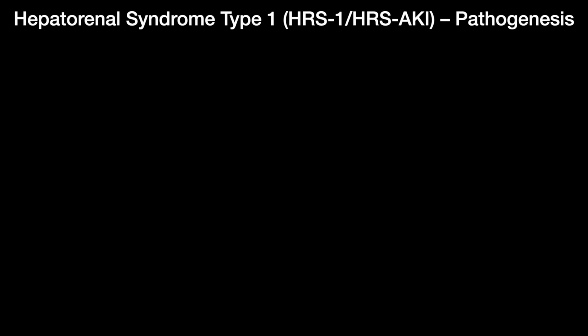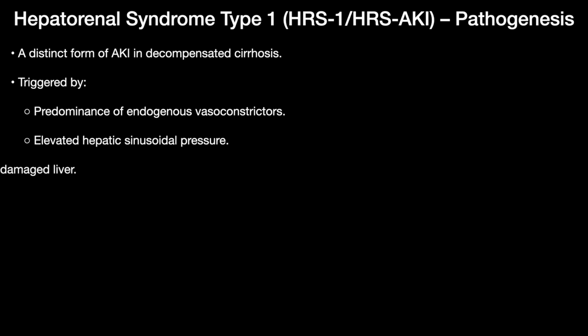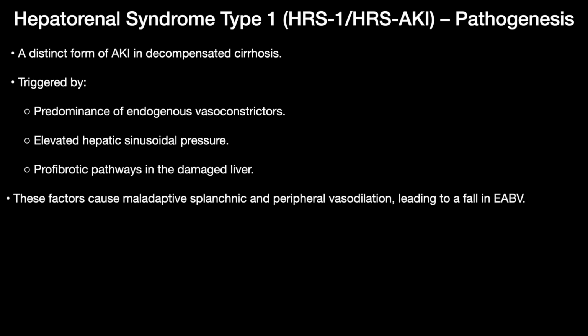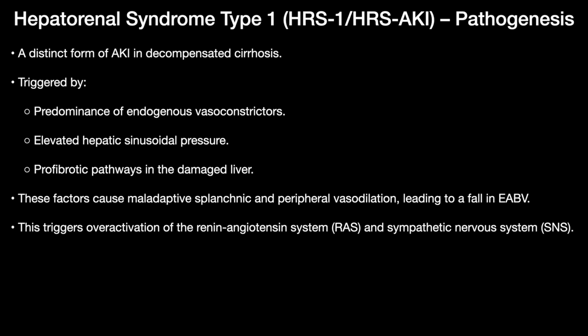So the diagnosis that we make in most of the cases is hepatorenal syndrome. What is the pathogenesis of this? It is a distinct form of AKI in decompensated cirrhosis. It is triggered by predominance of endogenous vasoconstrictors, elevated hepatic sinusoidal pressures, and profibrotic pathways in the damaged liver. These factors cause a maladaptive splanchnic and peripheral vasodilatation, leading to a fall in blood volume.